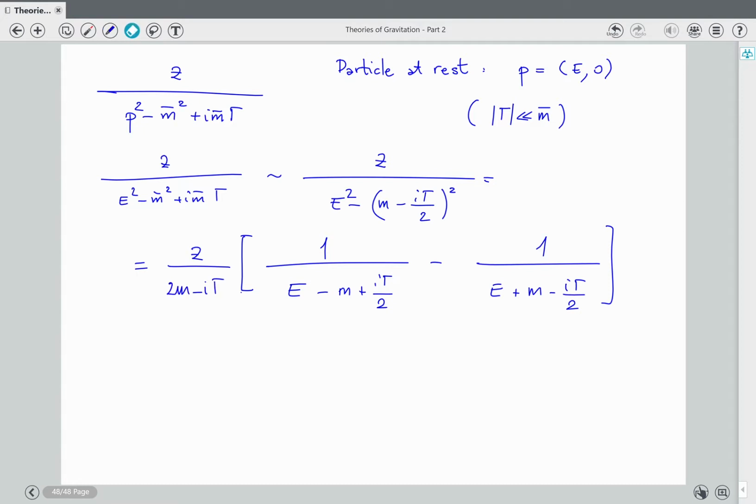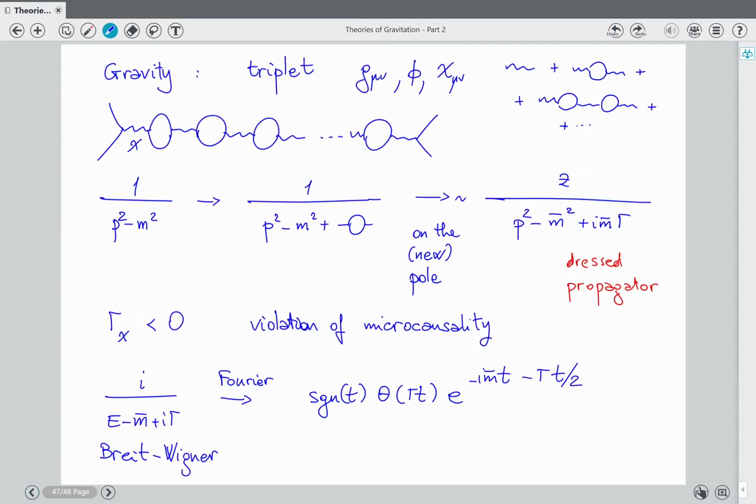Apart from the constants in front, you have the Breit-Wigner formula for the particle, and of course the antiparticle, because we are taking the non-relativistic limit of a relativistic quantum field theory, and so we get both. But if we focus on this thing and we study its Fourier transform, we get this result. So this is the Fourier transform of the Breit-Wigner, call it G BW of t.